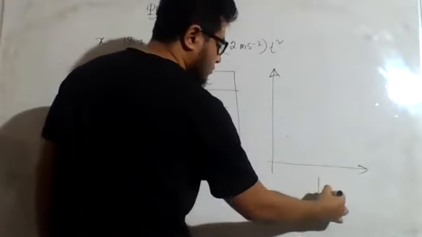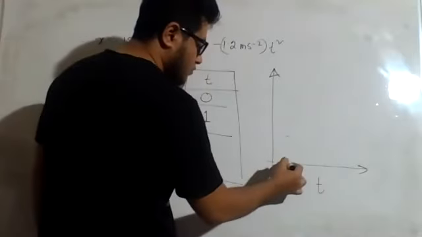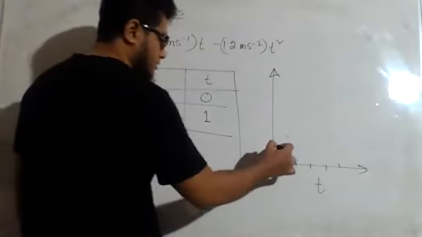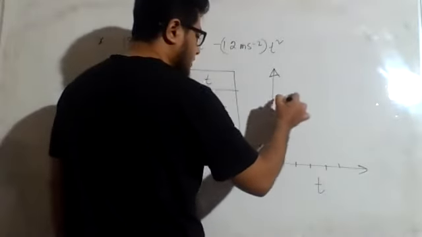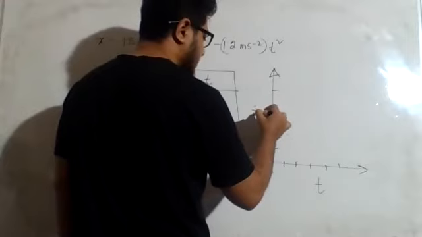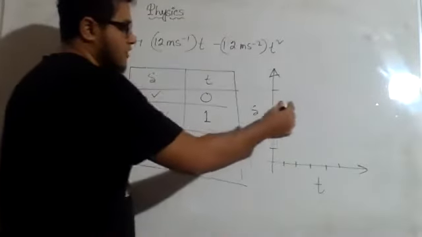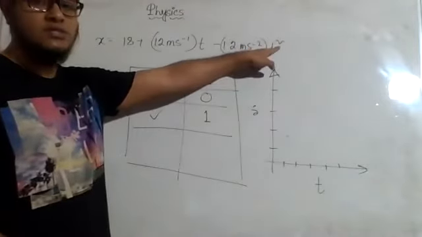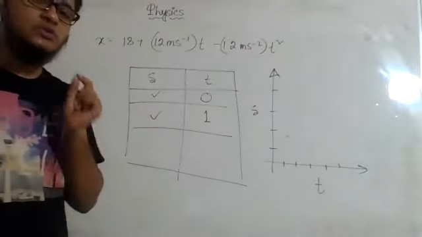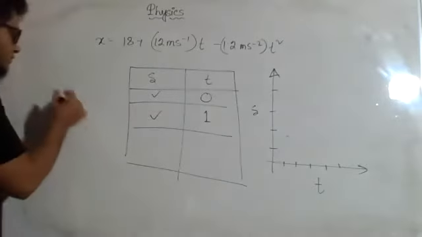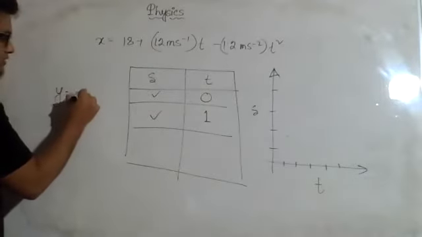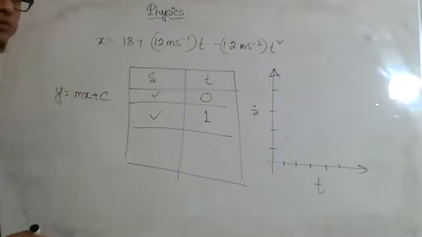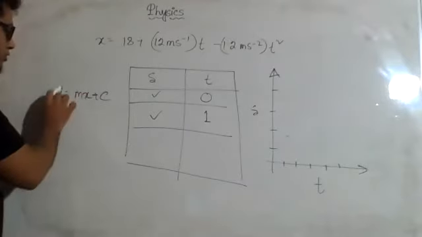Along x-axis, we will put the value of t, 0, 1, 2, 3, 4, 5, likewise I will go. And along y-axis, I will put the displacement, that is s, okay? So if I put it, as you can see, this is a quadratic equation, a square is there. This is not an equation of a straight line. If the equation was of a straight line, then it would be like this, y equal to mx plus c, as you studied in coordinate geometry in SSC level, right? X to the power 1, y to the power 1.